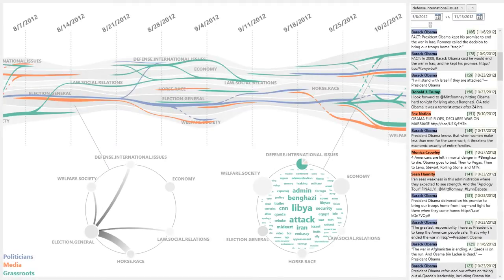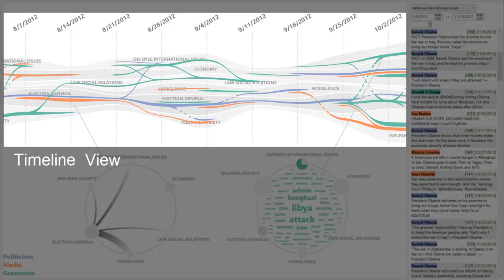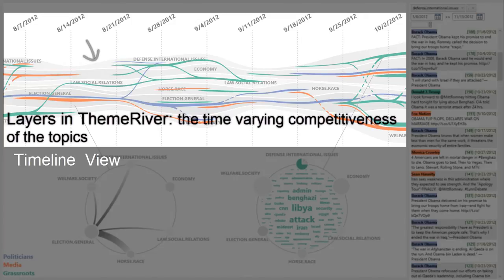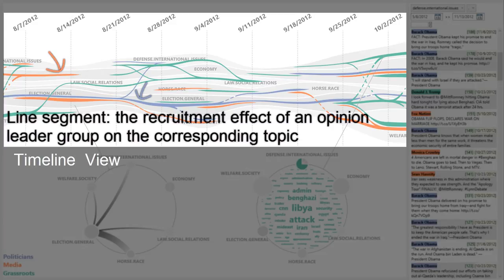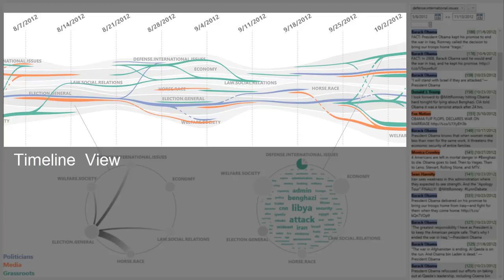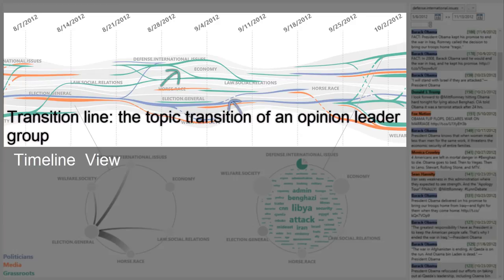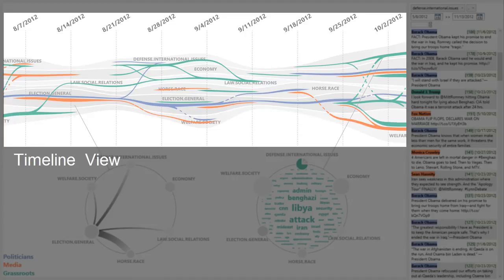This is our interactive visualization interface. The timeline view shows an overview of the dynamic competition process. The theme river visualizes the changes in competitiveness of the topics over time. The line segments show the recruitment effect of the opinion leaders on the corresponding topic. Lines that transit among the layers display the topic transition trends of the opinion leaders.